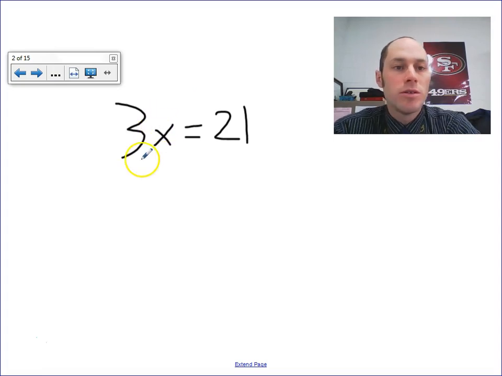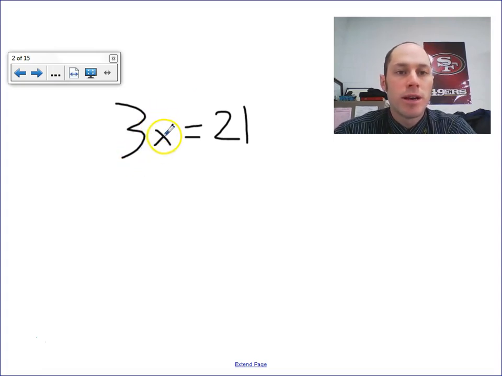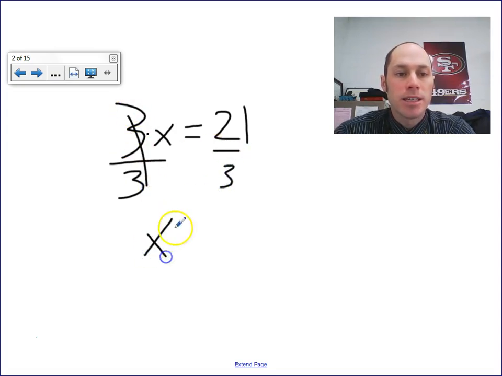So just to review, let's say we're solving an equation, 3 times x equals 21. I need to get x by itself. So in order to do that, x is being multiplied by 3, so I need to do the inverse of the multiplication function. So I divide by 3 on both sides, and I would get x equals 7.